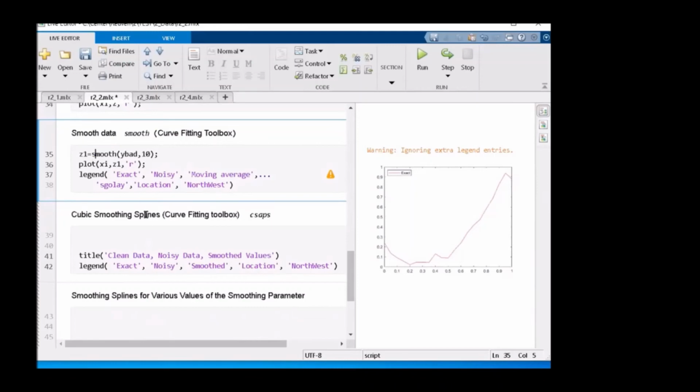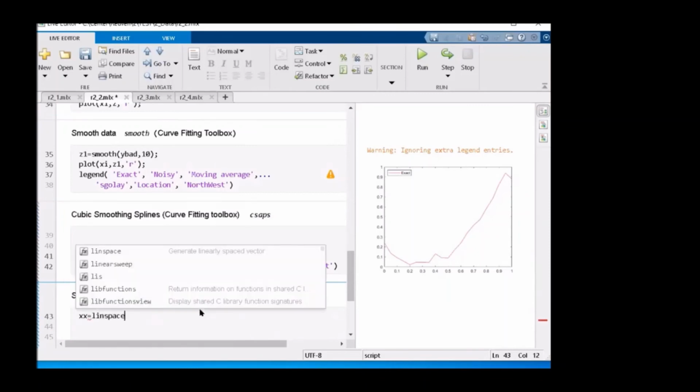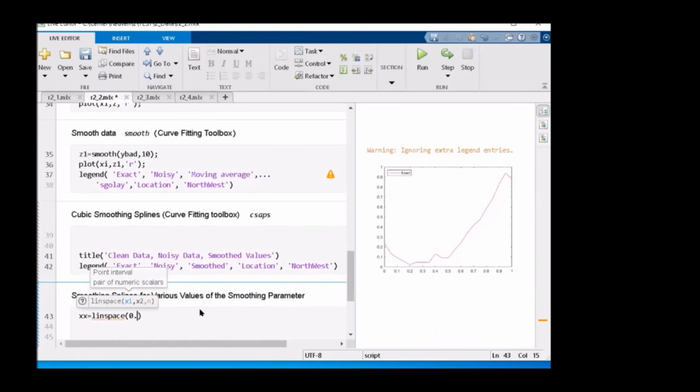The command is smooth. And also we can use another very powerful fitting command, the curve fit smoothing application, which looks like this. We can take the example, for example, let's produce our argument as a linspace from 0 to 1, and the number of our numbers.